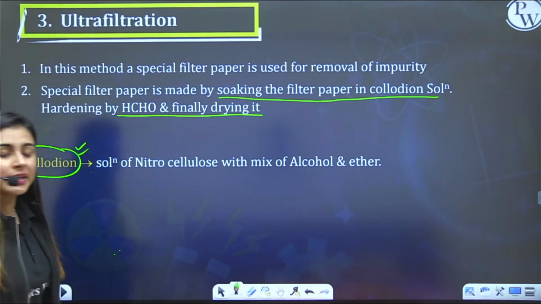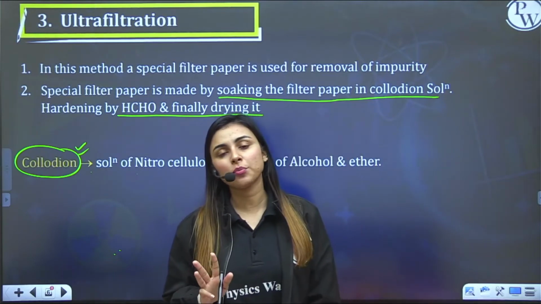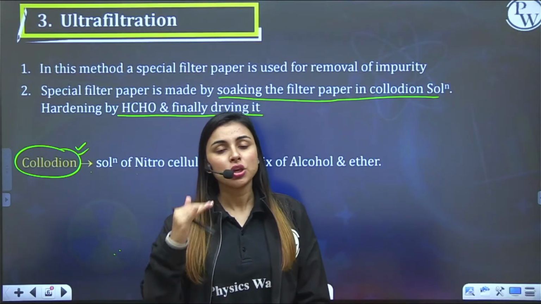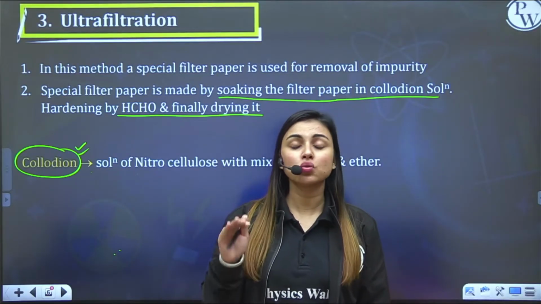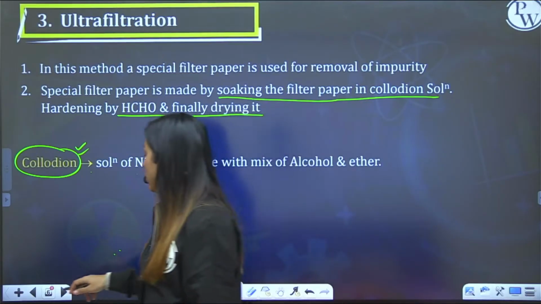I hope you've written it. These were the only three methods for purification, and I hope we have excelled in each of the three parts. You only have to read them from the NCERT now, so that you'll have a better understanding of every point. Okay, perfect. Now let's move forward to the next part.